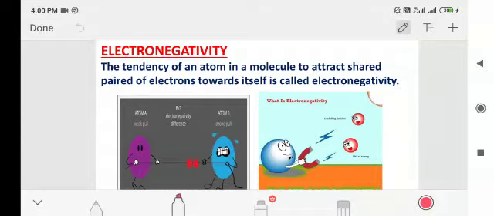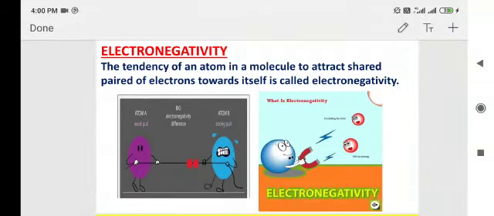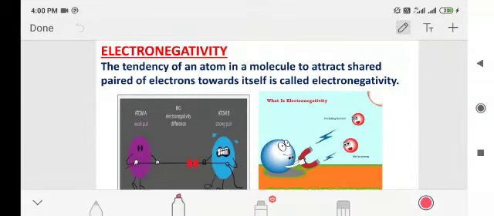The definition is: the tendency of an atom in a molecule to attract, attract is the main word, a shared pair of electrons towards itself is called electronegativity. Once again, this is an important definition, so you need to learn it by heart as it is. The tendency of an atom in a molecule to attract shared pair of electrons towards itself.